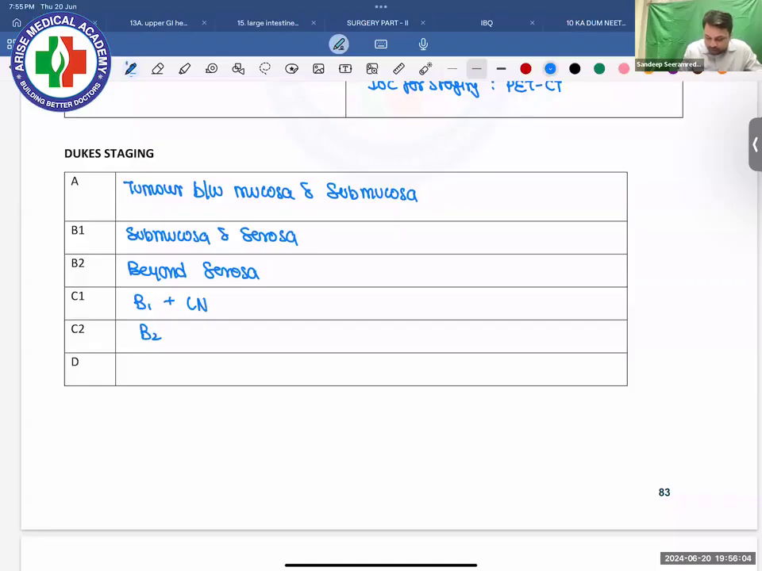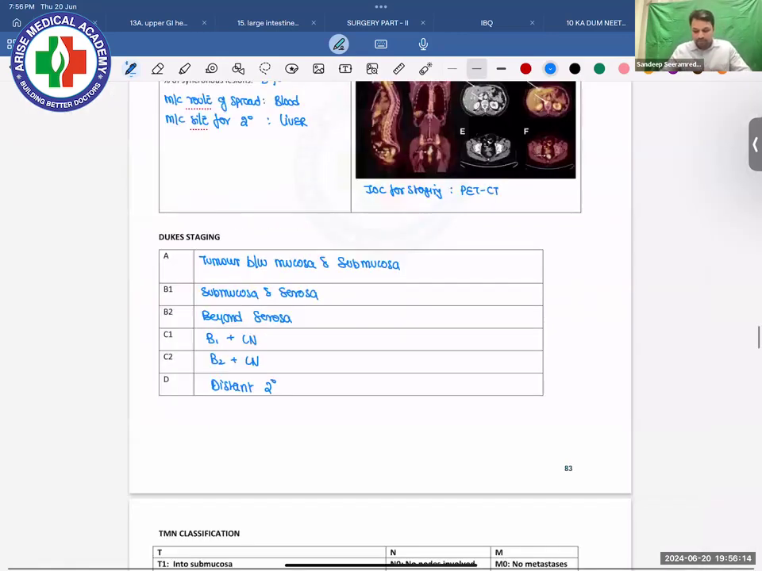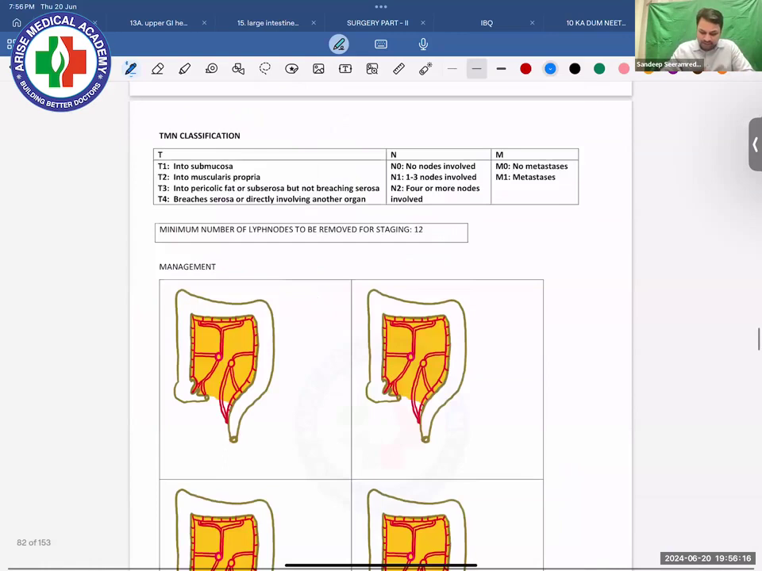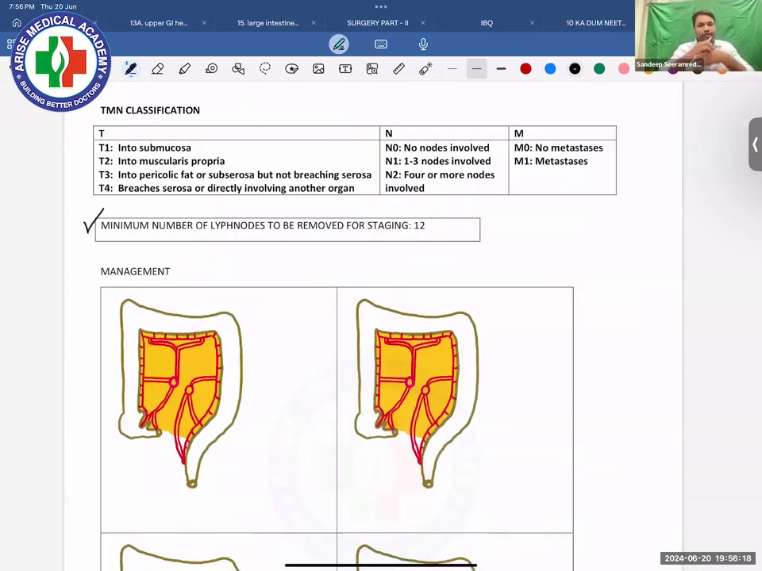C1 is B1 with lymph nodes, C2 is B2 with lymph nodes, D is your distant metastasis. This is your distant metastasis, right? Now, TNM classifications are there. The minimum number of lymph nodes to be removed in order to stage is going to be 12.